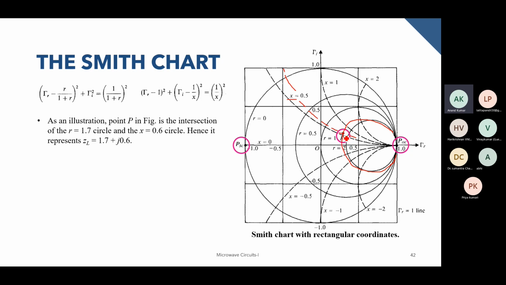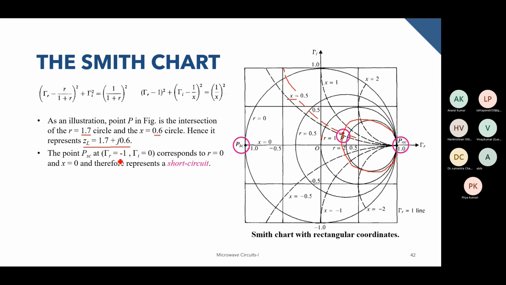So this will come out to be somewhere less than 2 because this one is R equal to 1. So this will come out to be somewhere between 1 to 2. And as it seems, it comes out to be 1.7. So for this particular point P, we have R equal to 0.7 and X equal to 0.6, and hence we can write ZL equal to 1.7 plus j0.6.